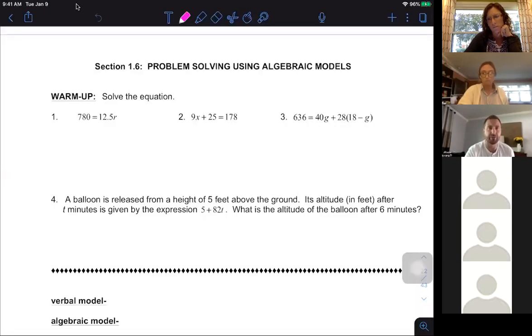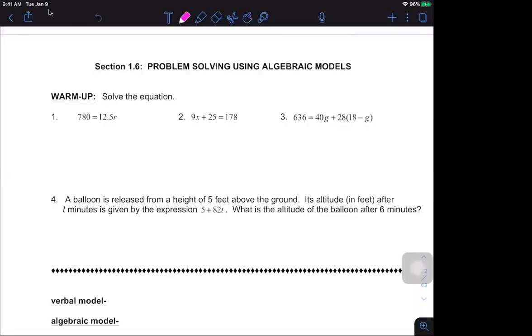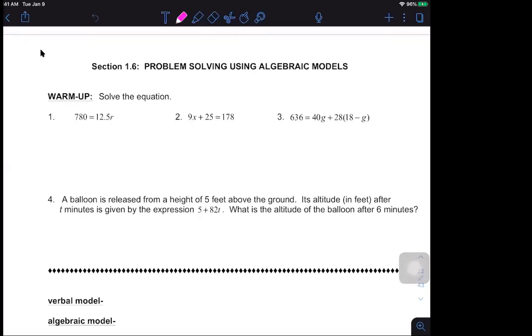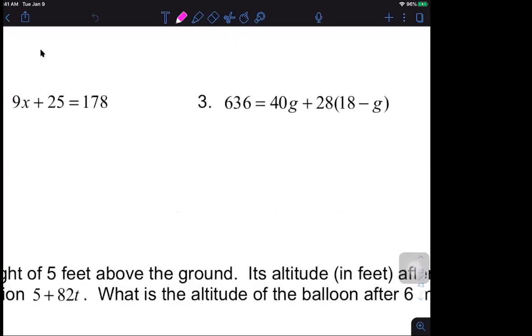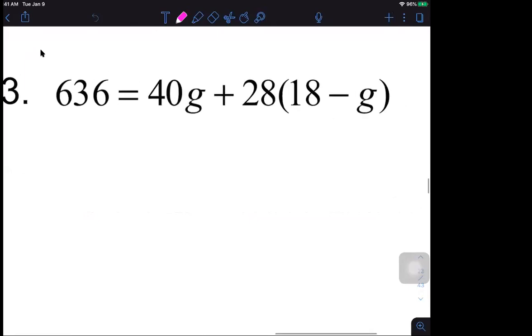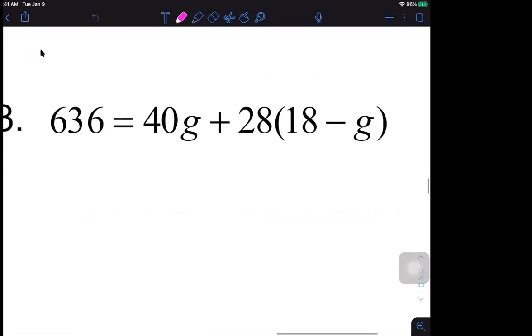All right, so today we're going to be looking at mathematical models and what that looks like in algebra. So we're going to look at examples 3 and 4. Example 3 is just a review, and example 4 kind of kicks us off into what algebraic models look like. So number 3, I'm going to need a little help on this. If you get your calculator out, that'd be great.